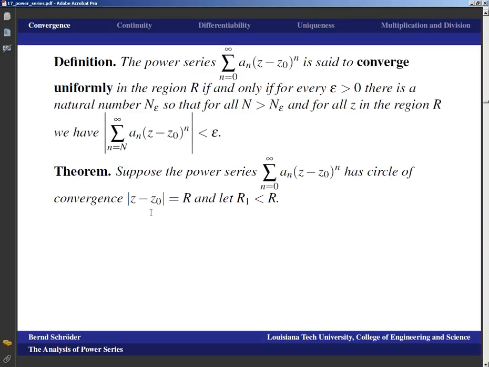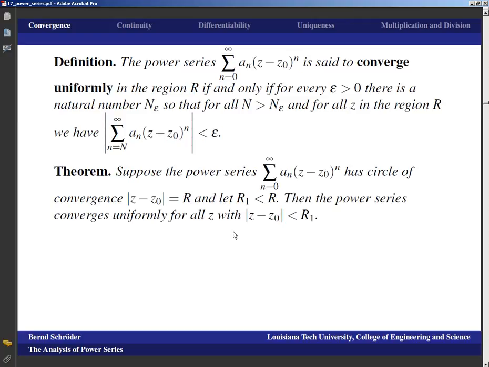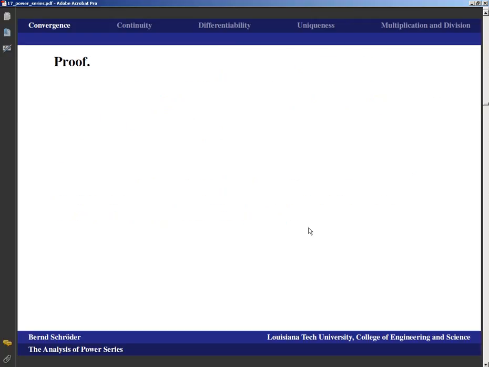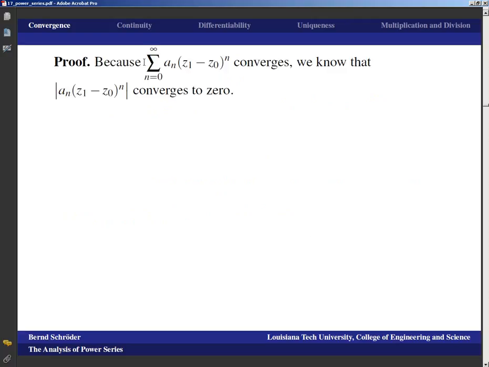Okay, the theorem now is: if the power series sum a_n (z minus z0)^n has a circle of convergence |z minus z0| equals R, and if r sub 1 is smaller than R, then the power series converges uniformly for all z for which |z minus z0| is smaller than r sub 1. Okay, well, let's take a look at that.